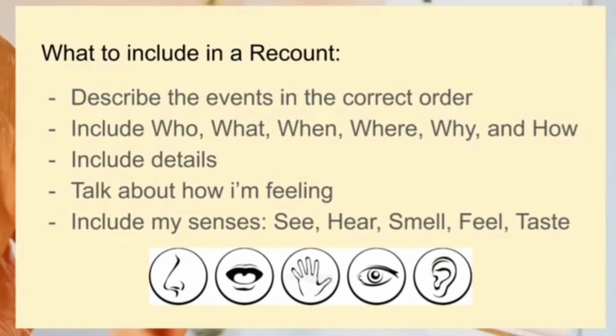What to include in a recount? First, you have to describe the events in the correct order. Number 2, you have to include who, what, when, where, why, and how. 3, include details. Next, talk about how I'm feeling, and then include my senses. For example, what do you see, hear, smell, feel, and taste.